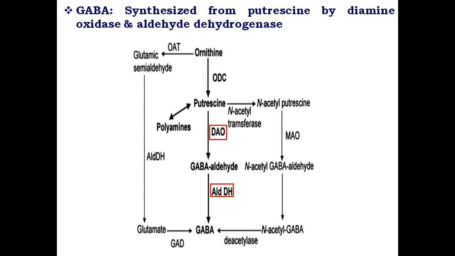So this is actually a two-step reaction, that is putrescine to GABA, and the first enzyme is diamine oxidase, converting putrescine to GABA aldehyde, followed by aldehyde dehydrogenase, converting GABA aldehyde to GABA. So as you can see, the main synthesis is via the glutamate shunt, and this is a minor pathway for GABA synthesis starting from putrescine.